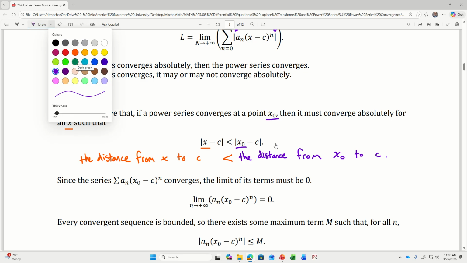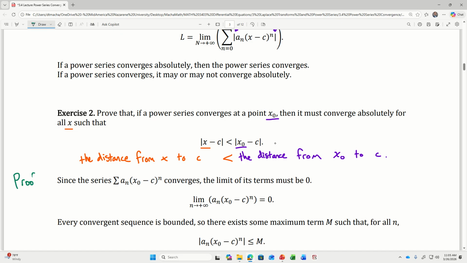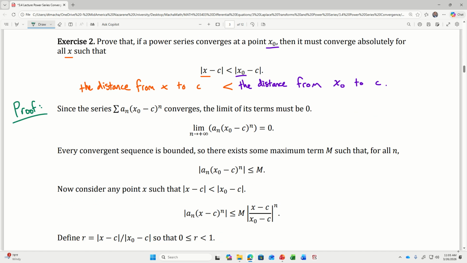And so I typed out the proof this time because I wanted to save class time. I think there's a lot we need to get to, but this is what the proof would look like. We say, since the series converges when I plug in x0, then the limit of the terms has to be 0.